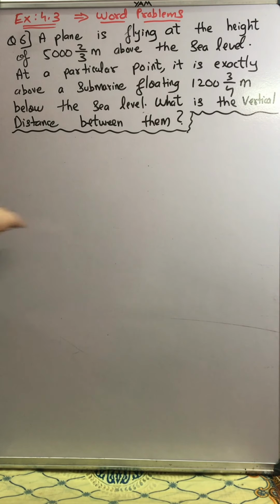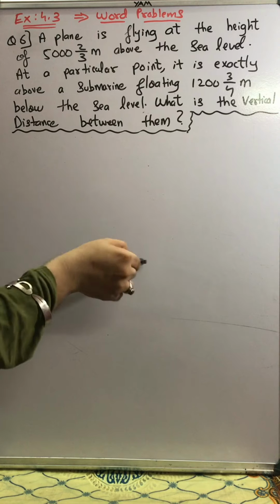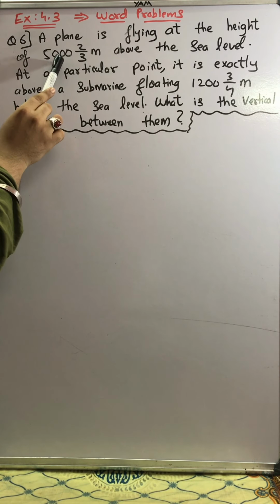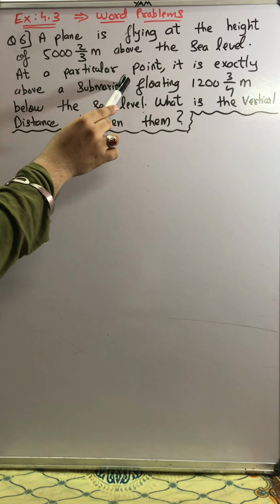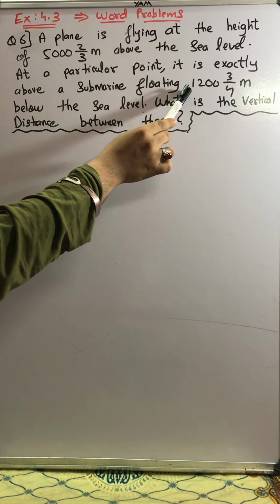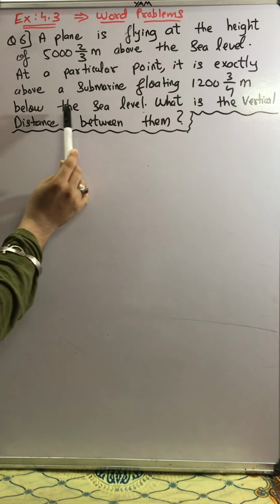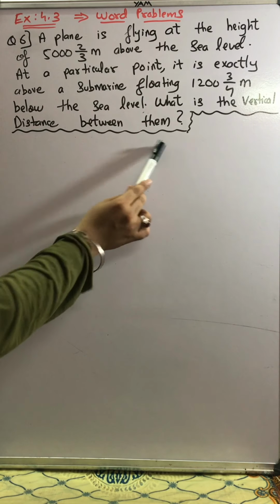So from the sea level, if we measure the height, the perpendicular distance, the vertical distance, these three are synonyms. Height means the perpendicular distance or the vertical distance or the straight distance from the sea level is 500 2/3 meters for the plane. At a particular point, it is exactly above a submarine floating 120 3/4 meters below the sea level. Okay, what is the vertical distance between them? Kitna distance hai between them?